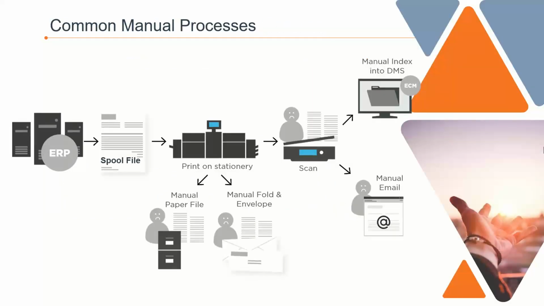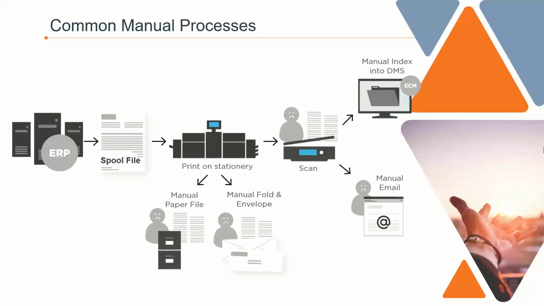So if you look at your daily business, there are probably a couple of manual processes taking place. Again, you have your legacy system. It is outputting some type of spool file. You're likely having that printed on some type of an impact printer, or you are outputting it to digital printers. If it's digital printers, you will likely have some type of virtual stationery. Once it's printed out, then you will do things like manually file those documents in physical storage.